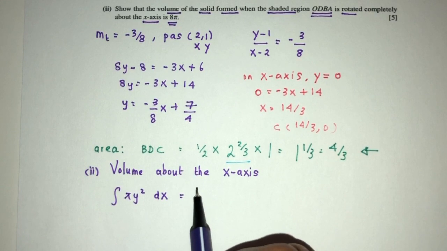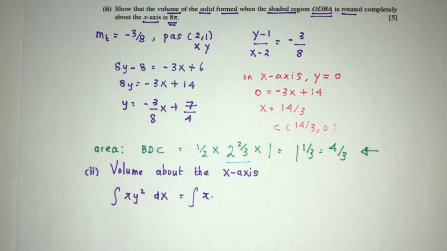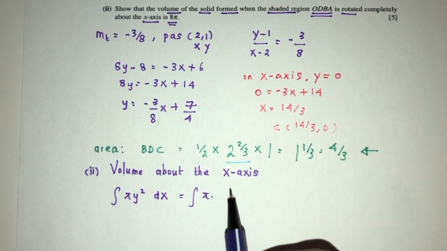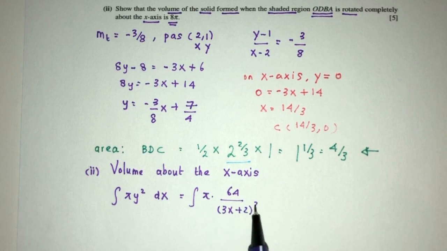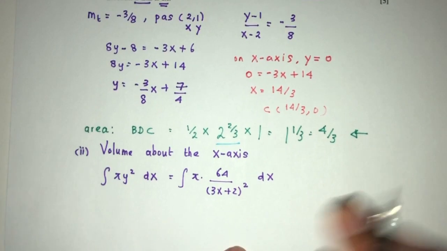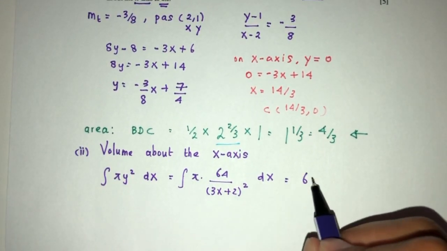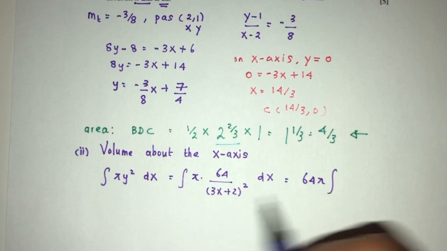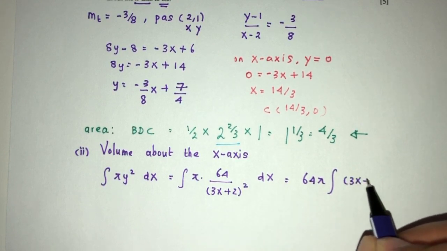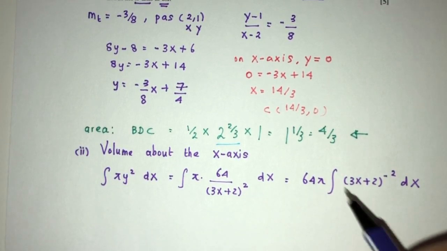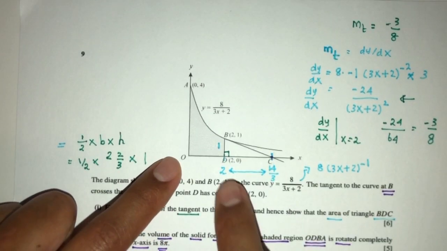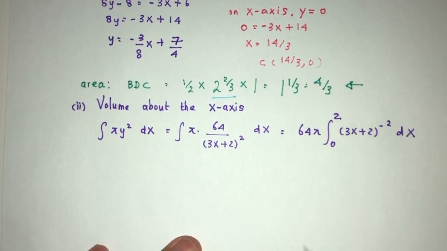That will be pi, and y is the equation of the curve. What is y squared? Y squared will be 64 over the value of 3x plus 2, squared, dx. Now we can rearrange, obviously. We can take out this value, that will be 64 pi, and then we can bring this up, that will be 3x plus 2 to the power of minus 2, dx. Now we can simply integrate this. Again, the limits will be between 2 and 0 for this region, right? 2 and 0.